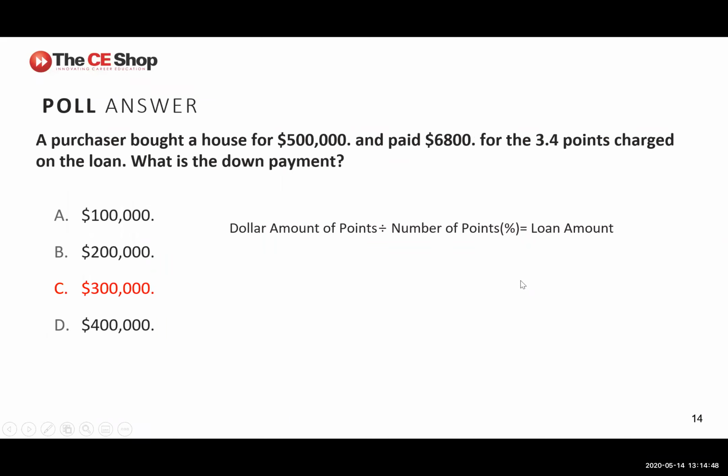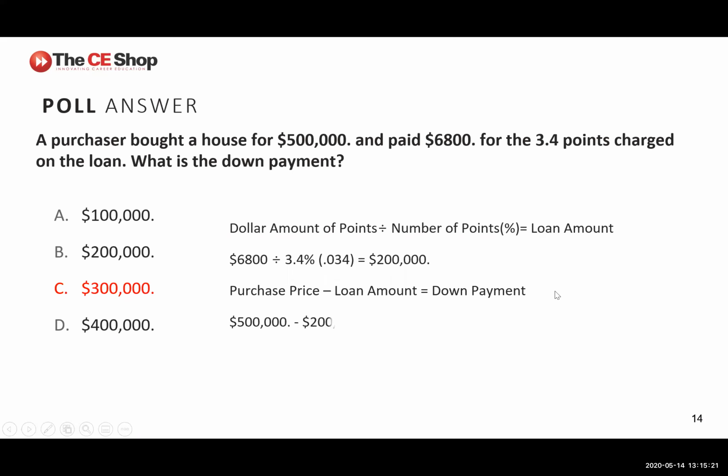So we're looking at the dollar amount of the points divided by the number of points to come up with the loan. So you know that you're looking at paying $6,800 and there were 3.4 points involved. And so you've got 6,800 divided by 0.034 equals 200,000. So 200,000 was the loan amount. So you take the purchase price minus the loan amount to come up with your down payment.